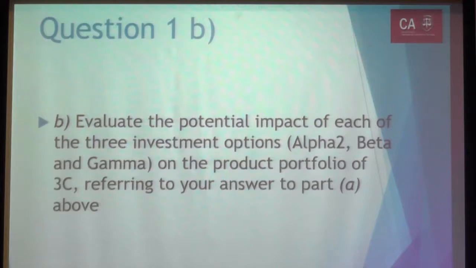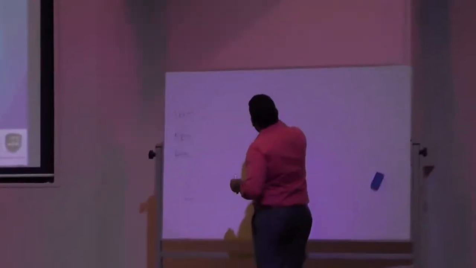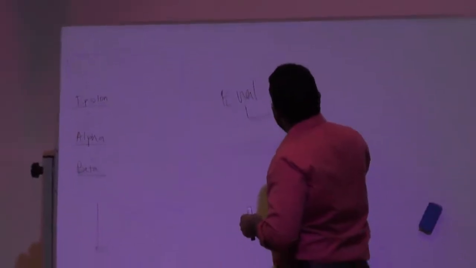But you should have a rough understanding that maybe they are giving 15 marks. For example, evaluate the potential impact of each of the 3 investments of alpha 2, beta and gamma on the product portfolio of 3Z, referring to your answer in part A. All right. So 15 marks. This I'm just guessing. Evaluate the 3 investments, alpha 2.